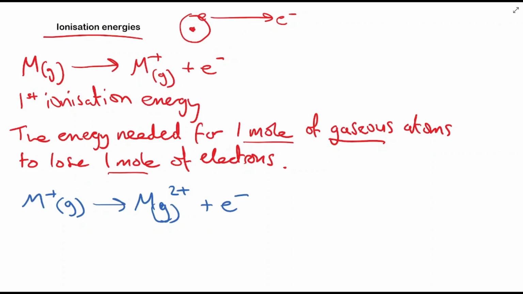So how does that change our definition? Well, the second ionization energy, let me get my right colored pen back, sorry, is the energy needed for 1 mole of gases, but they're not atoms anymore, they're +1 ions to lose 1 mole of electrons. And the third ionization energy would be +2 ions, and the fourth +3 ions, and so on and so on and so on, until the element in question has lost all its electrons and it's just a tiny, highly positively charged nucleus floating in space.